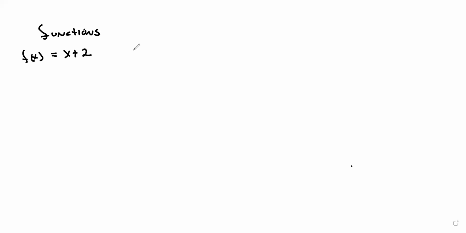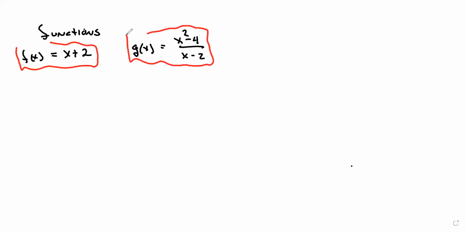And let's get the other one, g of x. Let's just use another letter. It's going to be x squared minus 4 divided by x minus 2. So we have these two functions, and let's see what happens with these guys. We have two different functions right here.